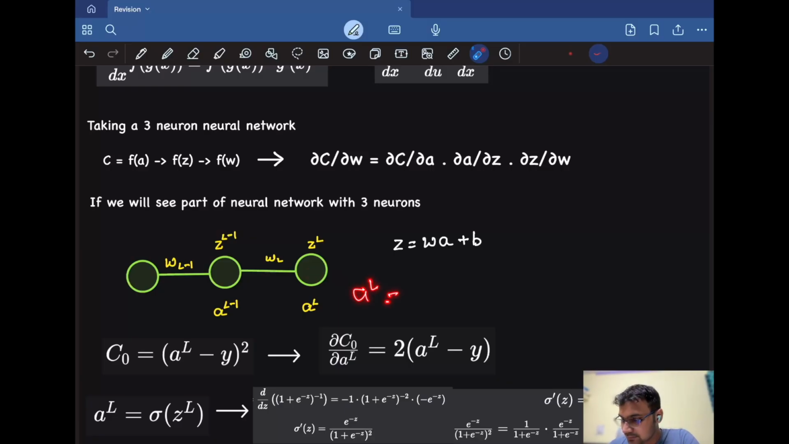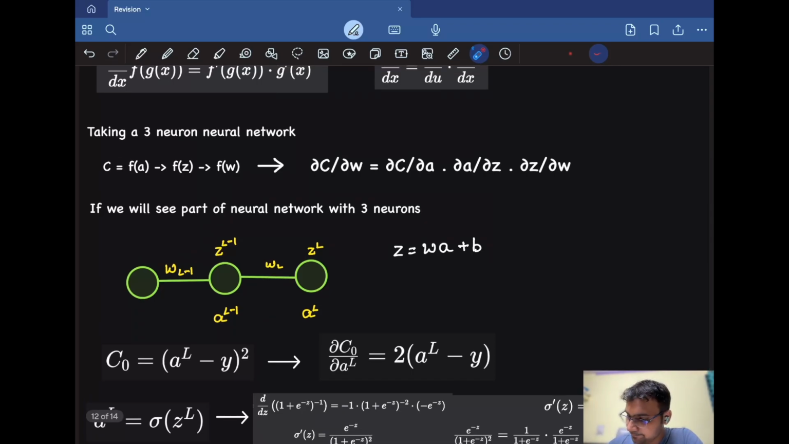Activation value is sigmoid of ZL. This is ZL. Then the Z value is a function of WA plus B, which is WL. The previous layer activation plus, if there is a bias, then this is. Similarly, for the previous layer, this is the activation of this layer. This is a function of the value, whatever the X value is, X into WL plus B. So that way, this is a simple part of a network.